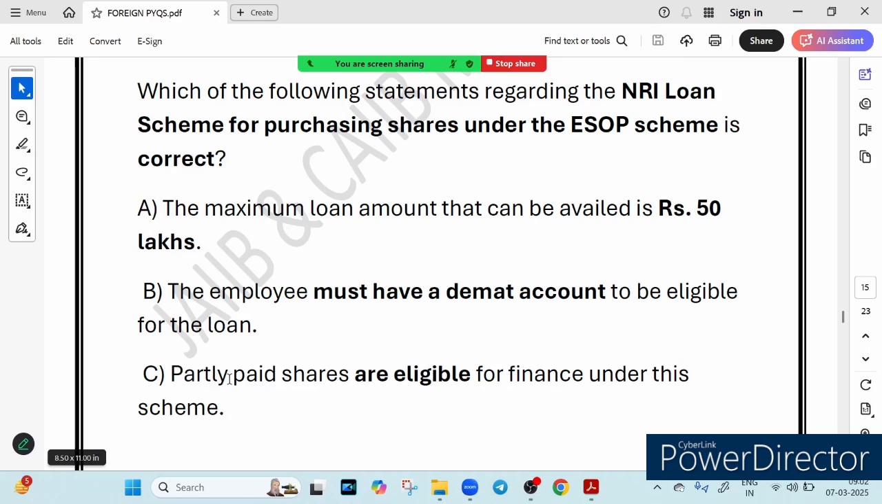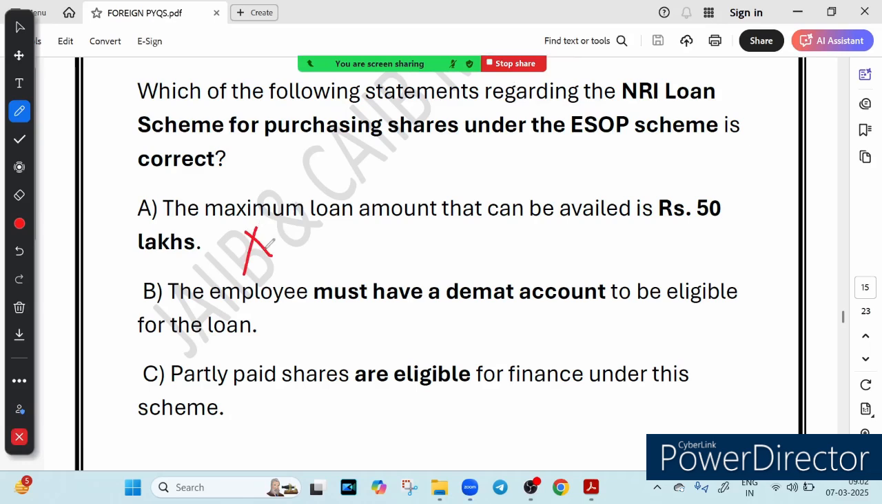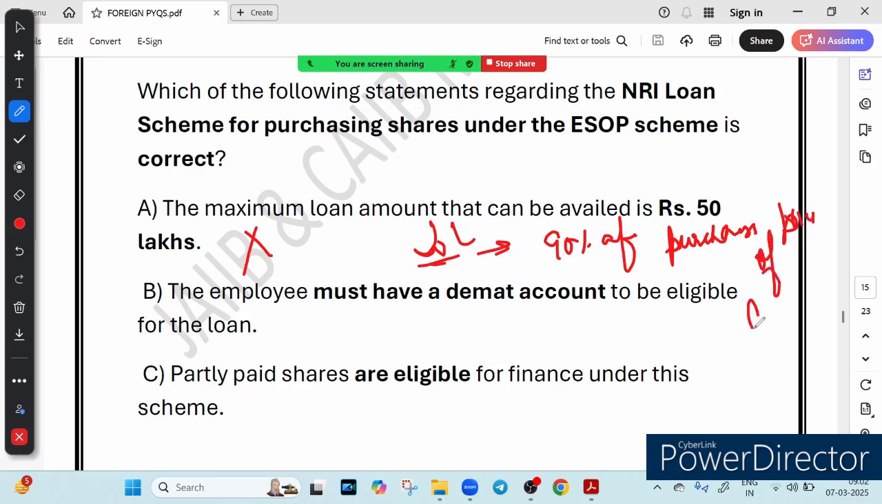So let's go through each and every option. Option A, maximum loan amount that can be availed is 50 lakh. This is incorrect, because the maximum loan amount allowed under the scheme is rupees 20 lakh, or 90% of the purchase price of the share, either of them, right? So this option is incorrect.